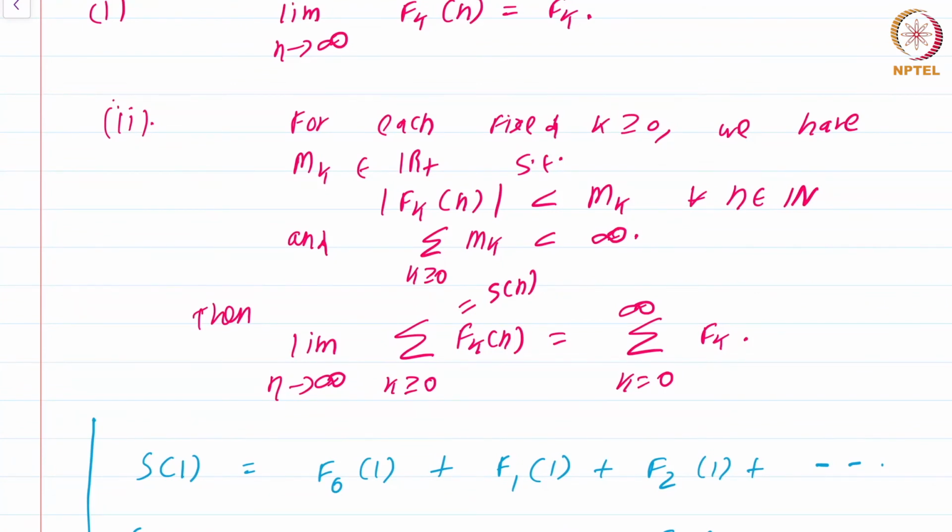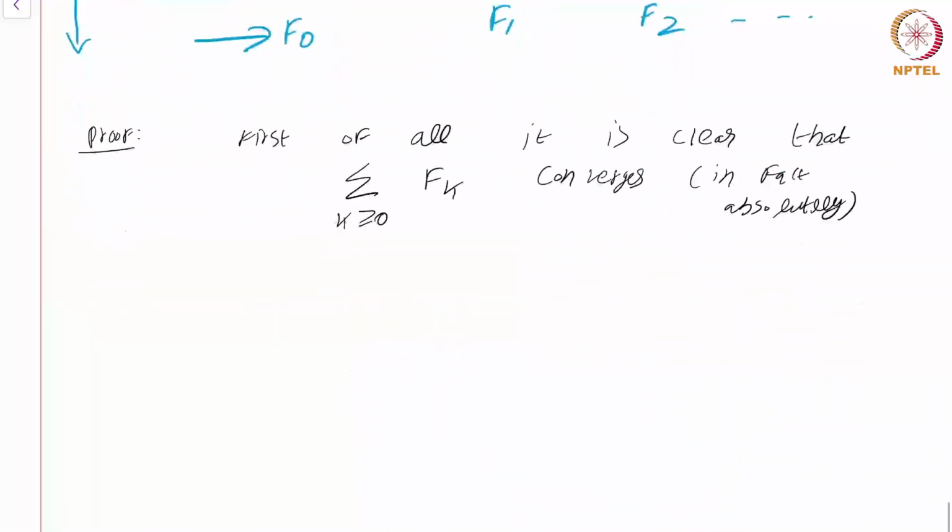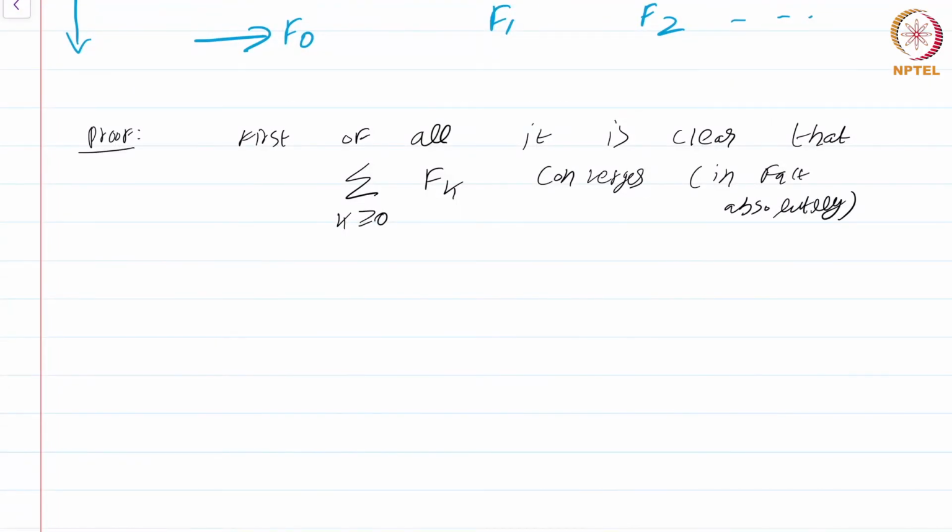In particular, this fk, which is nothing but limit n going to infinity of fk of n, must also be bounded in absolute value by Mk. And since summation k greater than or equal to 0 of Mk is convergent, by the comparison test, summation fk will also be convergent. I'm going to leave these minor checkings to you. So first of all, we have that summation k greater than or equal to 0 of fk converges.